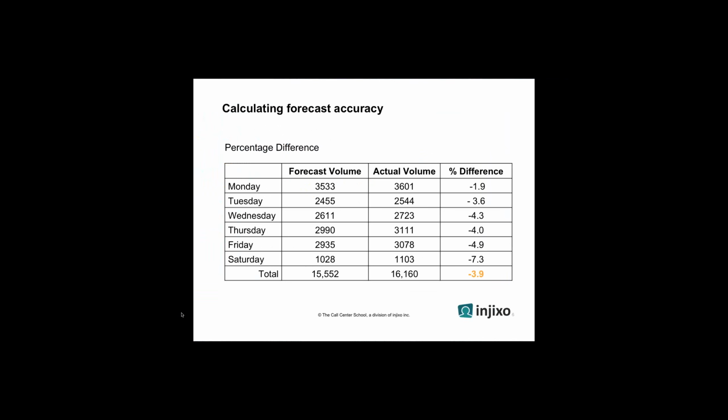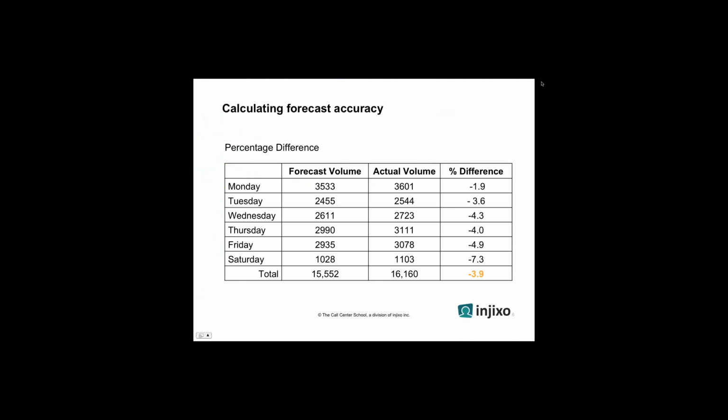So here we have a Monday through Saturday, the forecast volumes and actual, and you can see that the forecast is actually pretty good here. We've under forecast every day, but not by a whole lot, really. I think most call centers would be pretty happy with this. But overall, at the end of the week, we're off by 3.9%. Like I said, most call centers would be pretty happy with that number. And we're at least off in the same direction every day.